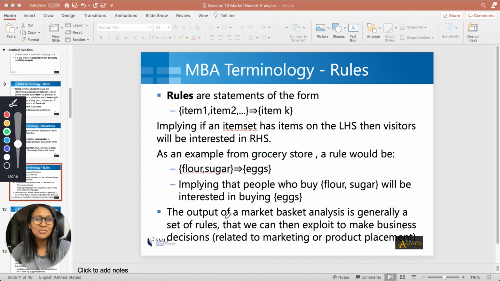Essentially, once we get the output, which are the rules from this market basket analysis, we exploit these rules to make business decisions, such as product placement and product bundling or cross-sell and upsell that I had talked about in the previous video.